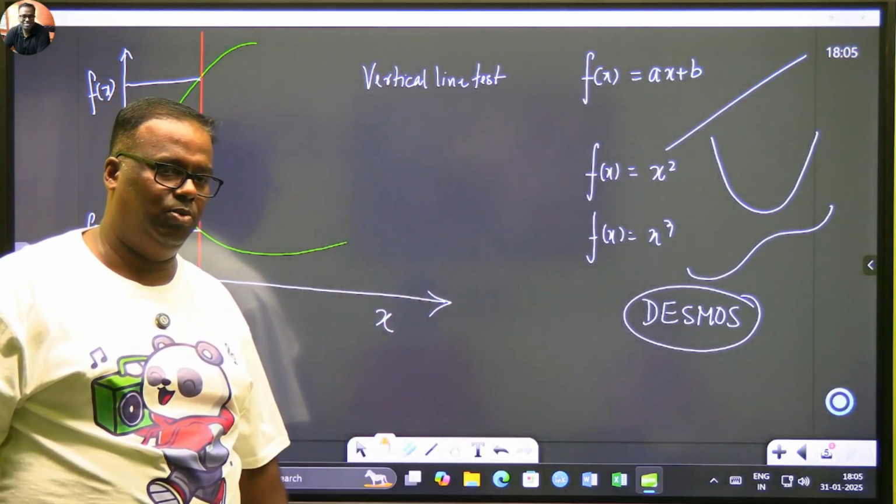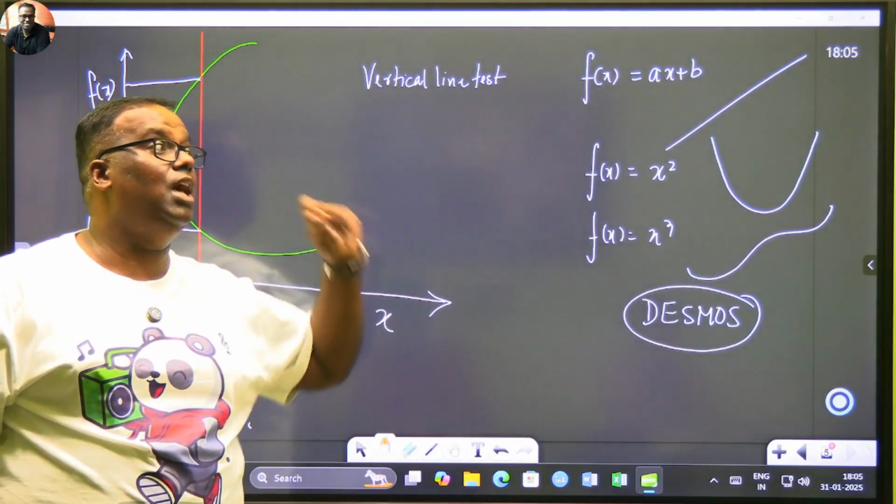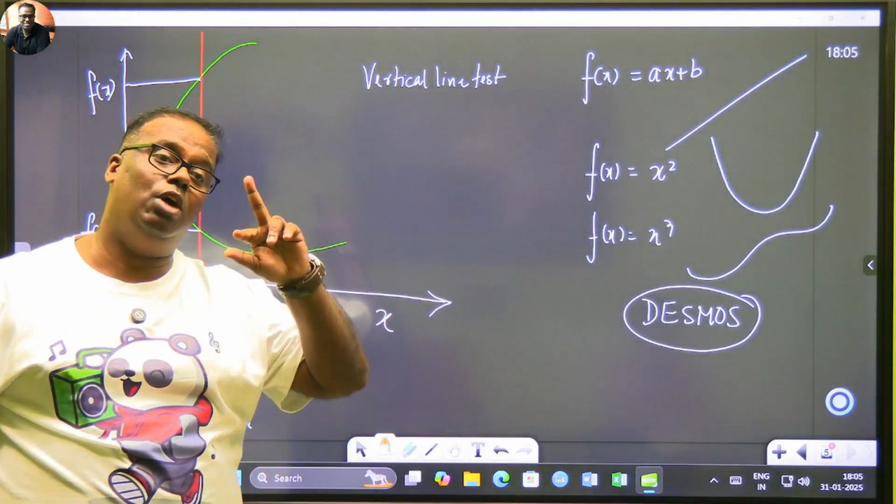Now let's go to your chapter wise. So in a function, one input can have only one output. However, two outputs can map to.